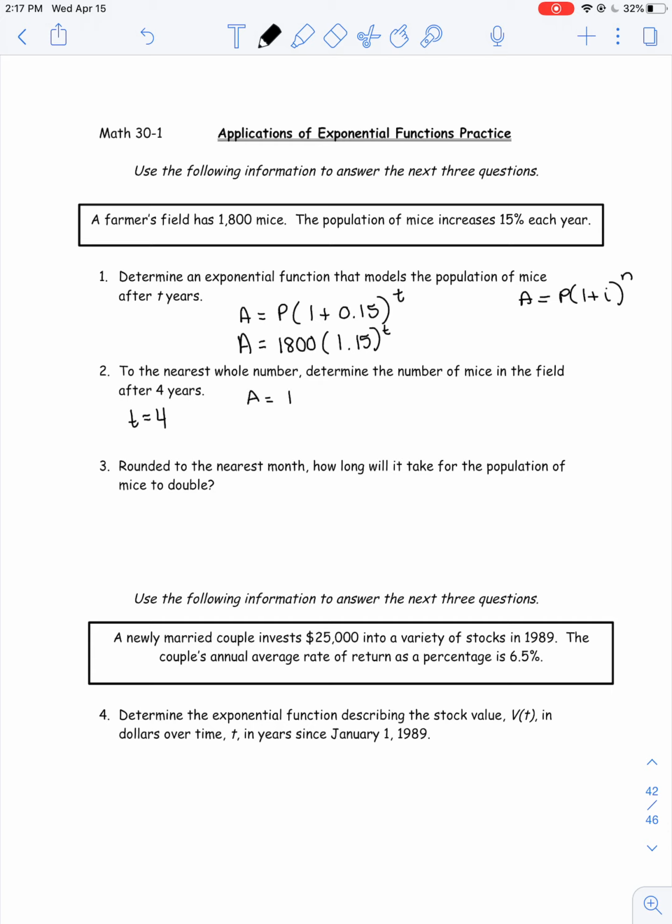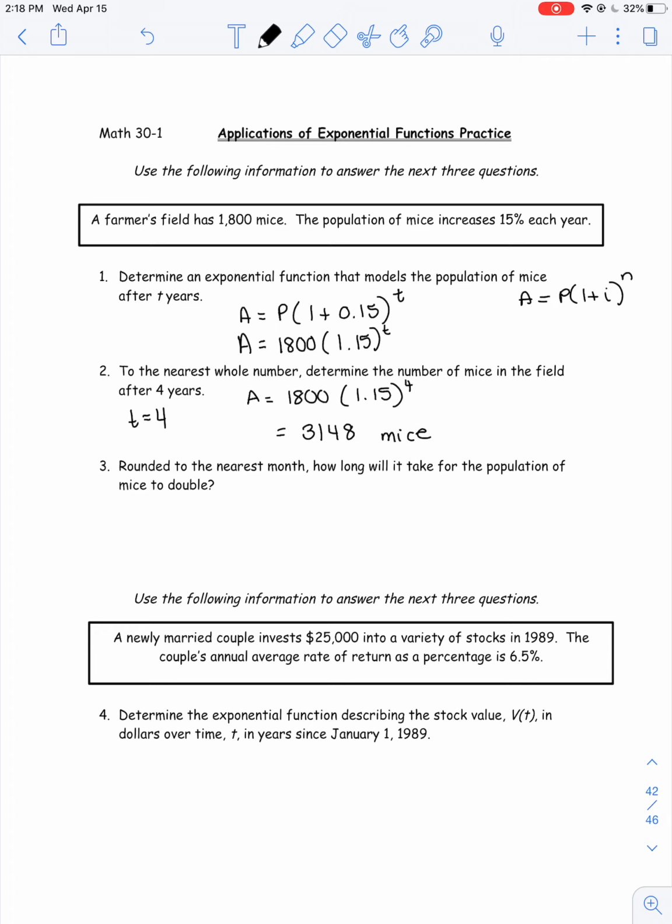So our A is equal to 1,800(1.15) to the power of 4. And then we're going to put that into our calculators. So 1,800(1.15) to the power of 4. And you should get approximately 3,148 mice. So that's our answer. Round to the nearest month, how long will it take the population of mice to double.